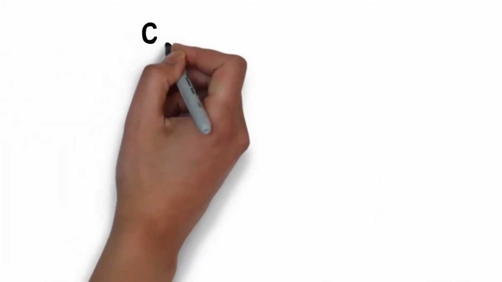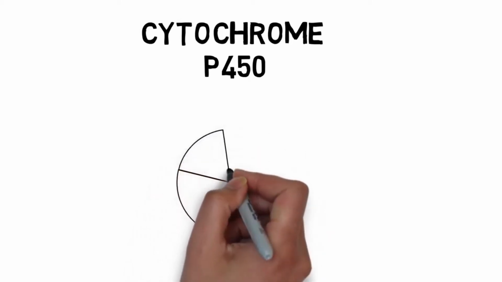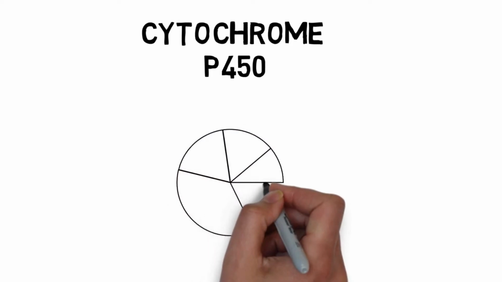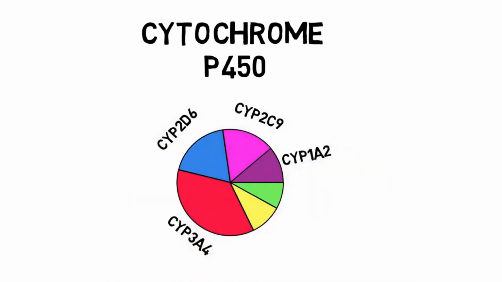Let's focus a bit on cytochrome P450. There are many CYP enzymes, but only 5 are responsible for the vast majority of phase 1 metabolism. These are CYP3A4, CYP2D6, CYP2C9, CYP1A2, and CYP2C19.